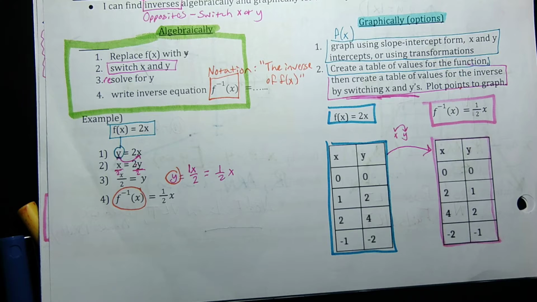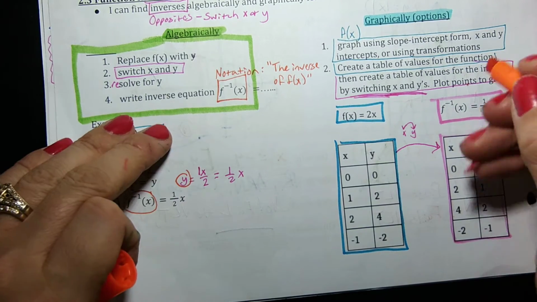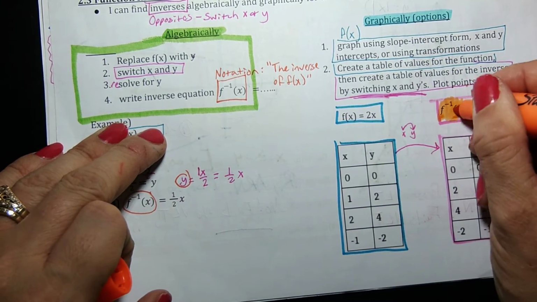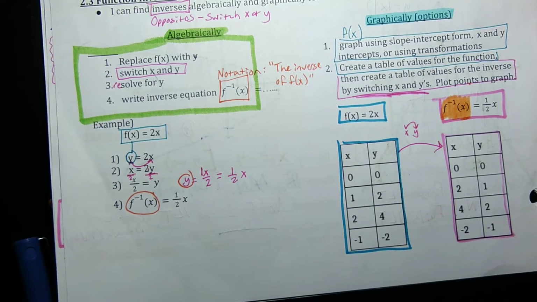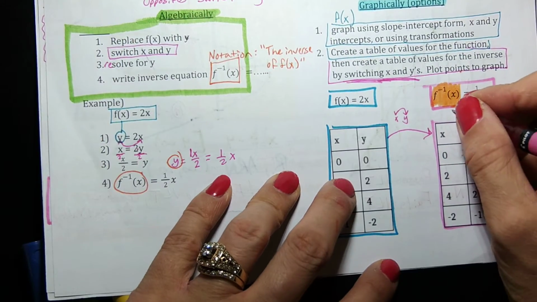And again, that label is important because this shows me this isn't just any old linear equation. It is the inverse of f of x.